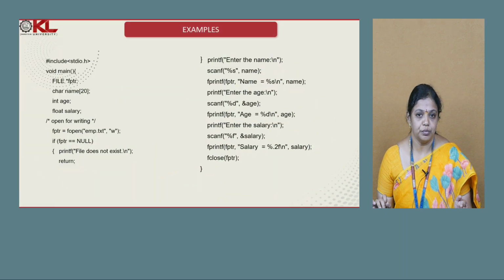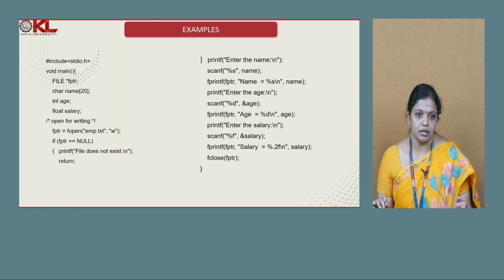Finally, this is another program just for a sample. You can just go through this particular program, which is going to store the name, age and the salary of an employee. It is going to open a file in write mode first. The name of the file is emp.txt, and here it says if fptr is equal to NULL, which means if I give a wrong name.